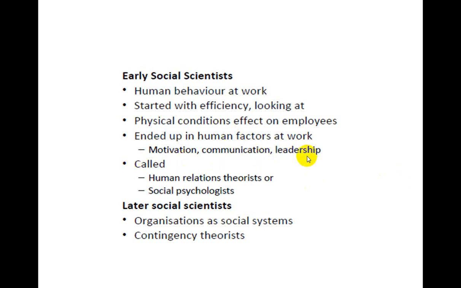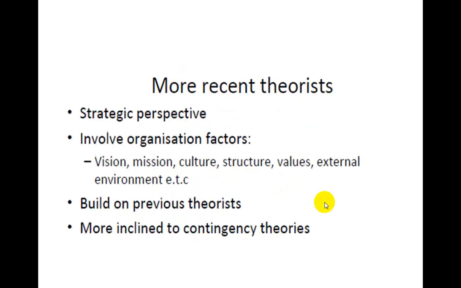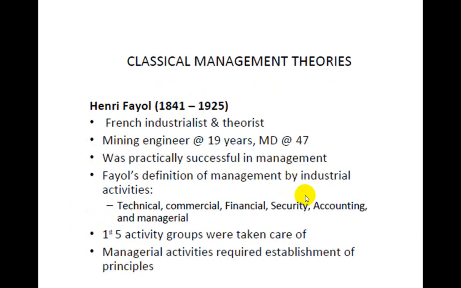motivation, communication and leadership, called human relation theories, and social psychologists, later social scientists, who saw the organization as a social system, and contingency theorists. More recent theories take a strategic perspective, involving organization factors: vision, mission, culture, structure, values, external environment. Built on previous theories, more inclined to contingency theories.